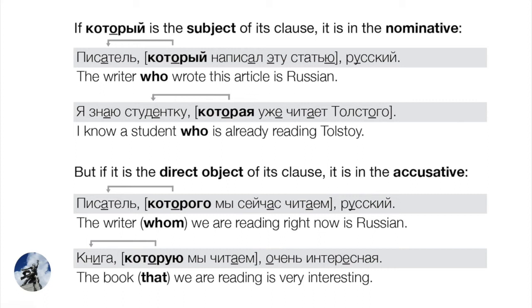Okay, let's get maybe a bit trickier. The writer whom we are reading right now is Russian. Писатель. Okay, so to refer back to that, we're going to need который, right? We're going to need a masculine form. But now we've got to think about case, right? So let's analyze the subordinate clause itself. Мы сейчас читаем blank. We are now reading blank, right? This whom, right? Namely the author. So you can see we need a direct object. We need the accusative case. Писатель is animate. Right, so our accusative is going to look like a genitive case form, right? We get которого, которого. Okay, that's a bit tricky.